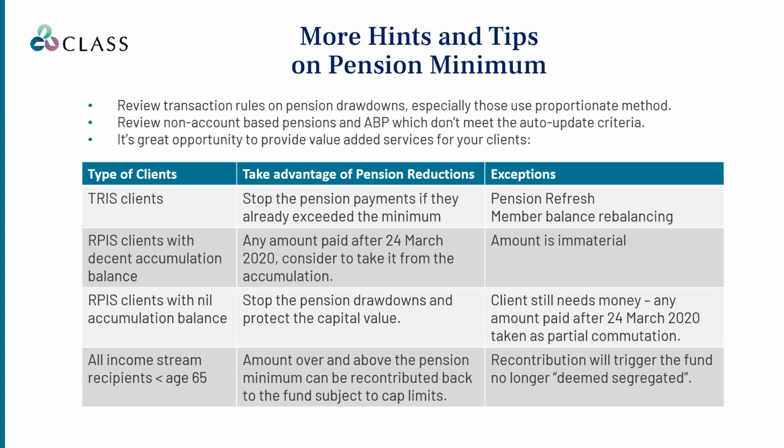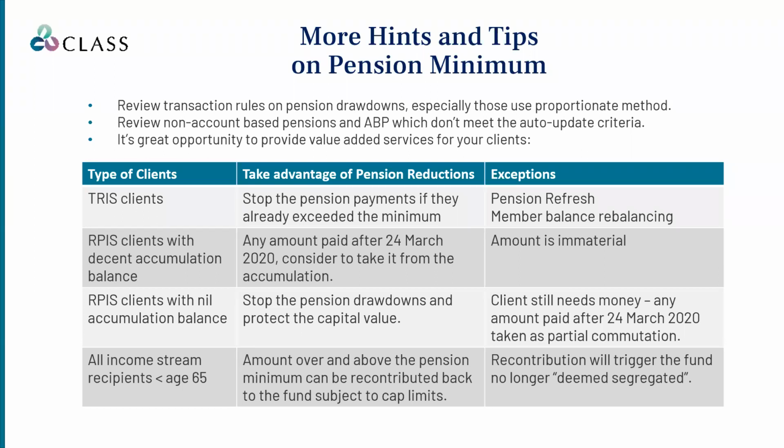For retirement-based income stream with a decent amount of accumulation balance, then after the 24th of March, based on what you had in the original pension documents, some of the payments you may consider to do as a commutation from the accumulation, as a lump sum from the accumulation, rather than continue to draw down the pension amounts.